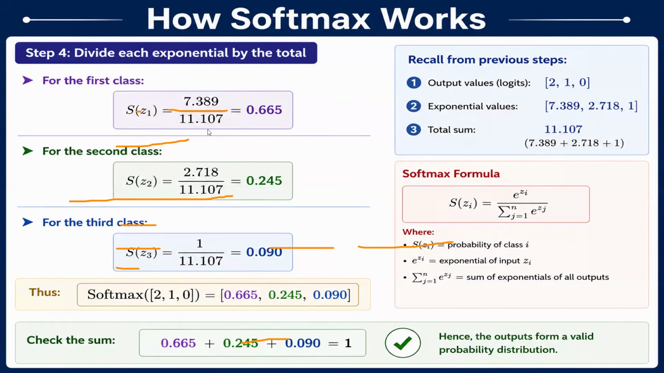The next step is to divide each component by the sum. So 7.389 divided by 11.107. S of Z1 is 0.665, S of Z2 is 0.245, S of Z3 is 0.090. After applying the softmax function, we got these values: 0.665, 0.245, 0.090. If you add them, the output is 1. Here 0.665 is the maximum, having the highest probability, so this is selected. This is how the softmax function works. I hope you understand this example.